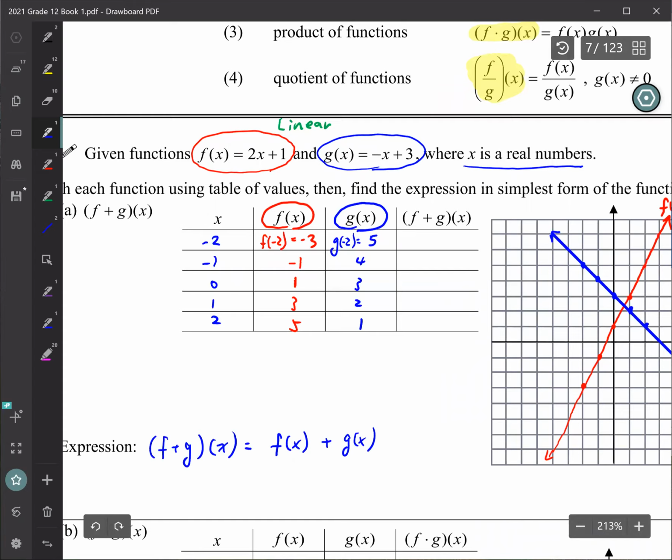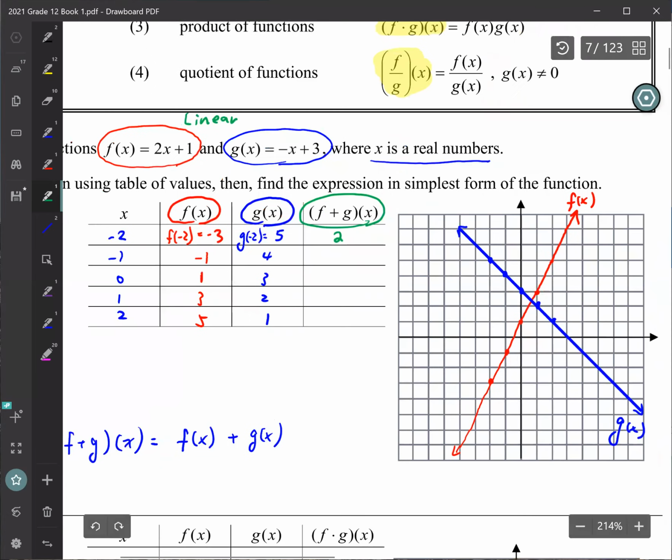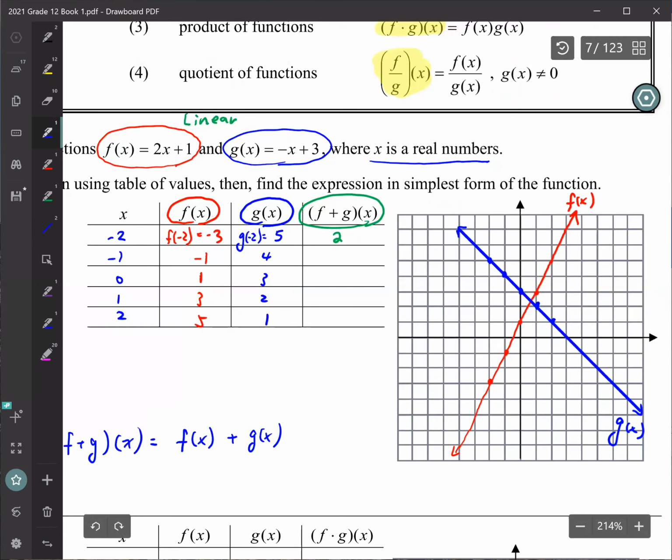So f plus g, the green one. I'm going to use the green, so you will need a third color now. So f plus g means you need to add the two y values, f of x plus g of x. So -3, you need to plus 5. So that will give you the 2, right? -3 plus 5. Now, if you look at the graph at the same time, for x equal to -2, the red point is this one. I've circled it, right? -2, -3. And then for the blue, it's -2, 5.